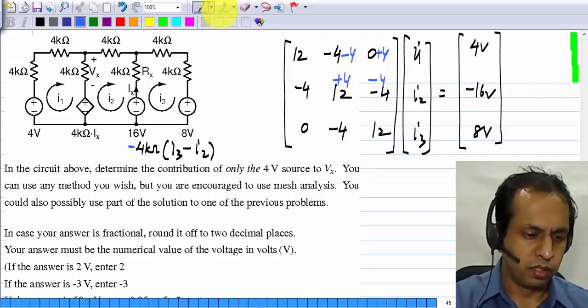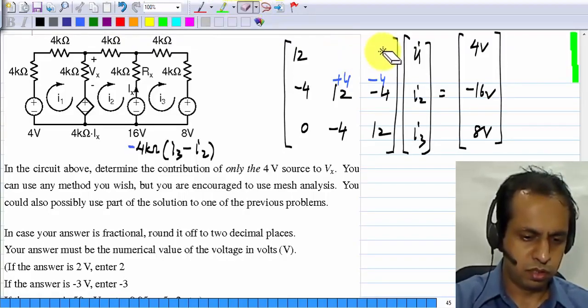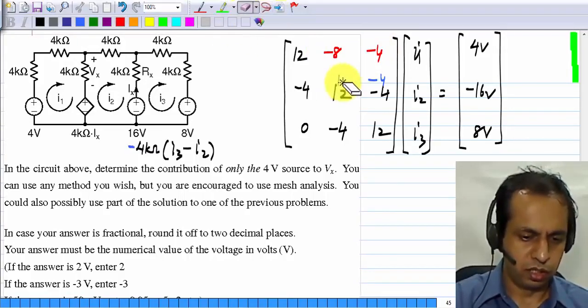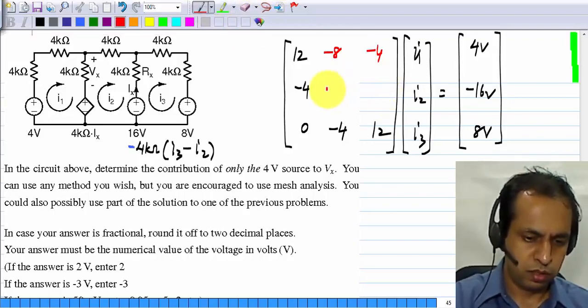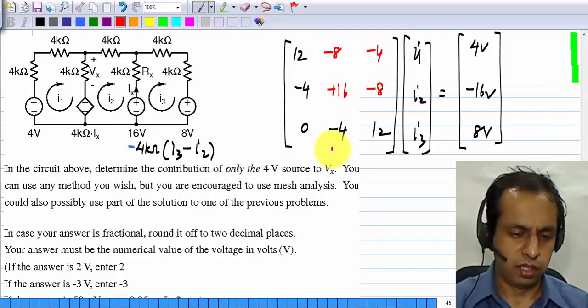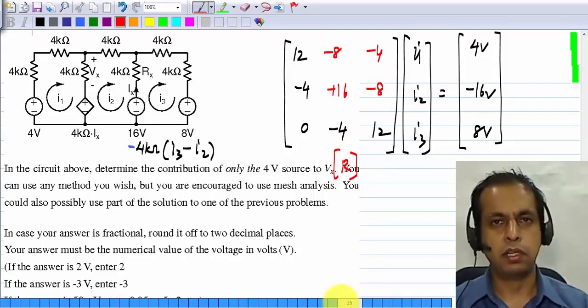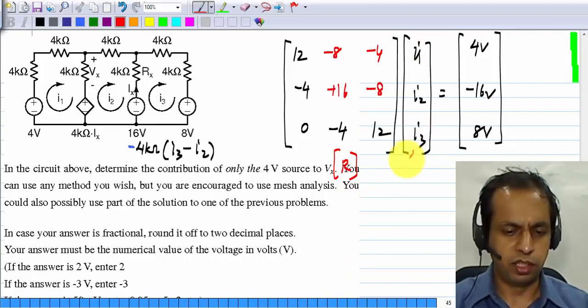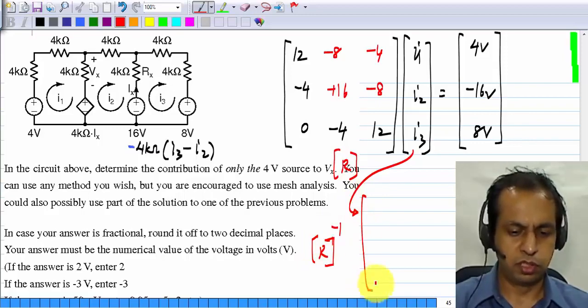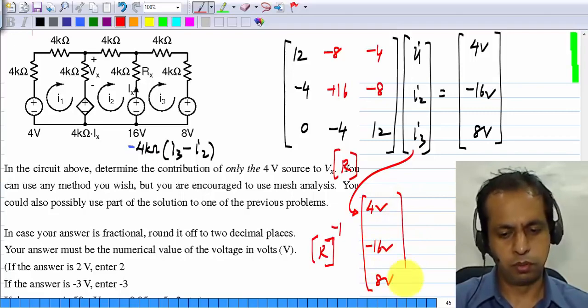Okay. So the resulting resistance matrix will have minus 8 plus 4 and here plus 16 and minus 8. Okay, and this is the resistance matrix, and this vector I1, I2, I3 would be equal to R inverse times the source vector, which is 4 volts, minus 16 volts and 8 volts.